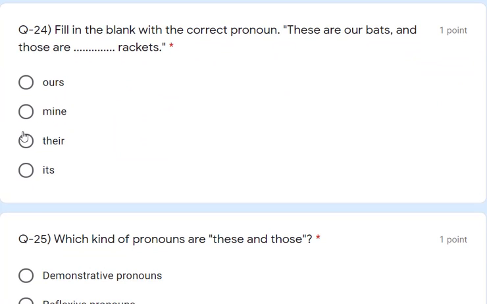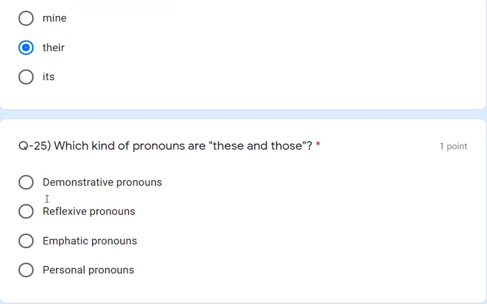Question number 24. Fill in the blank with a correct pronoun. These are our bats and those are our, what is this? Ours, theirs. So theirs is the correct one. That is the correct answer. And the last one is, which pronoun are these and those? So these and those count under which pronoun? Demonstrative pronoun. Right?